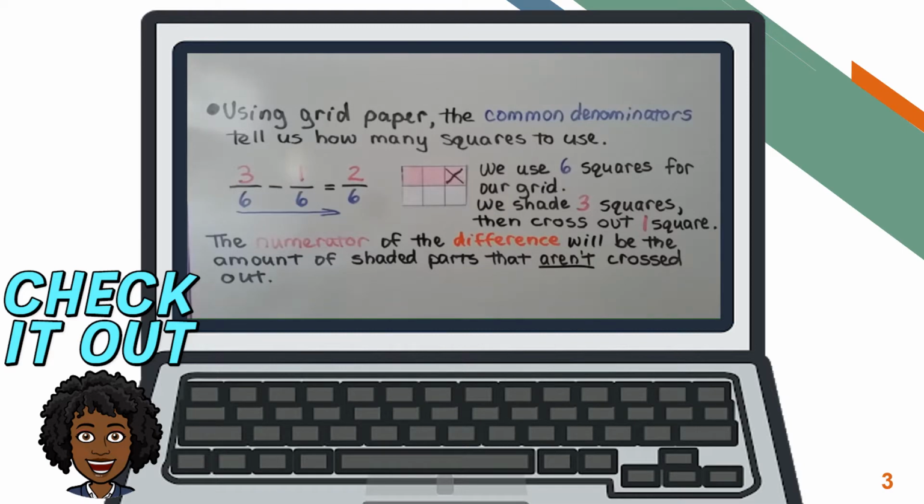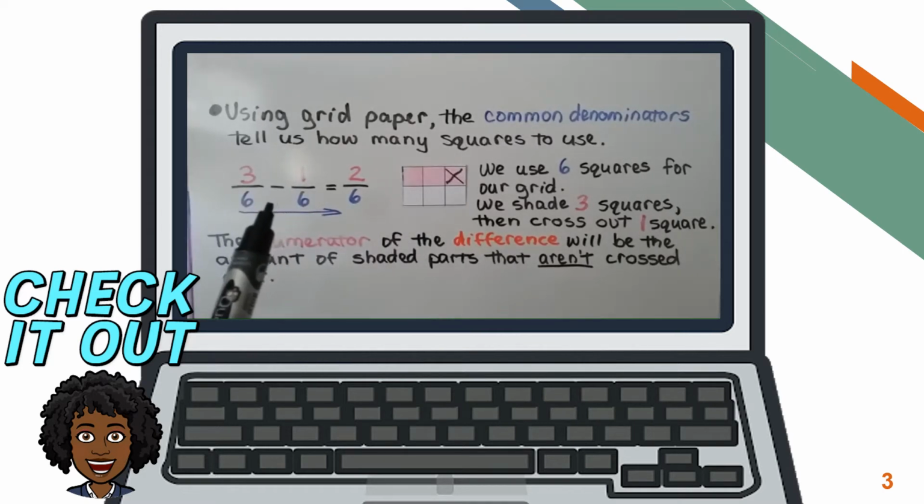Using grid paper, the common denominators tell us how many squares to use. We have 6 squares for our grid. There's a 6 denominator. We shade 3 squares, and because we're taking away 1/6, we cross out 1 square. And the numerator of the difference will be the amount of shaded parts that aren't crossed out, 2/6.